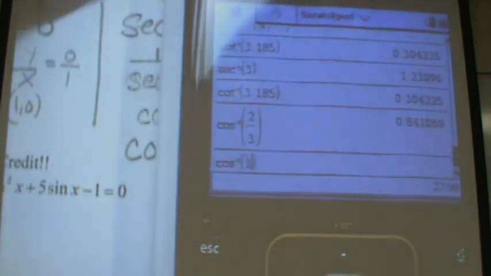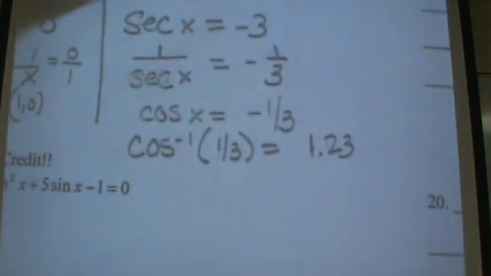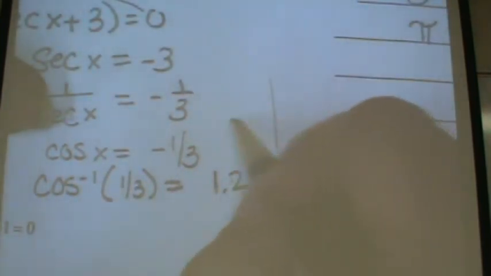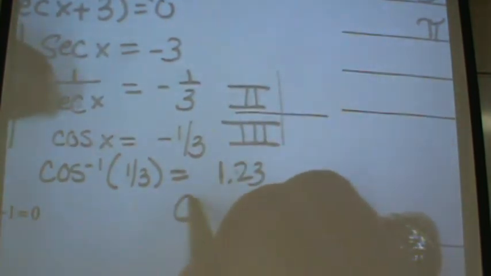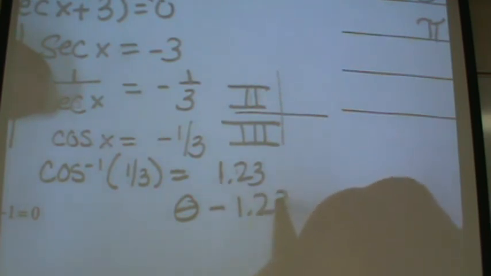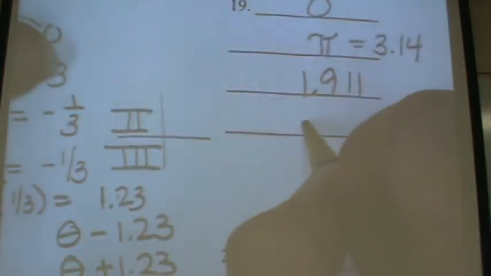Cosine 1 divided by 3, 1.23, yep. Now we gotta be in quadrant what and what? 2 and 3. So you're gonna do pi minus 1.23 and pi plus 1.23. So your answers end up being 1.911 and 4.373.